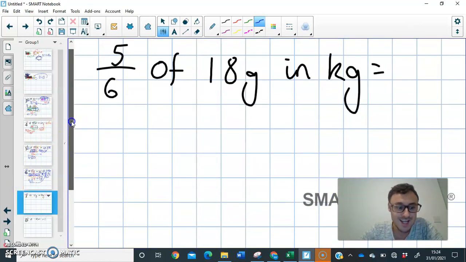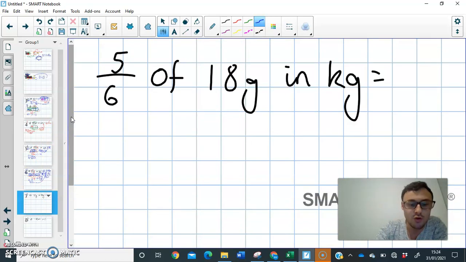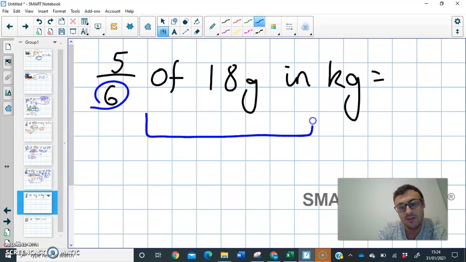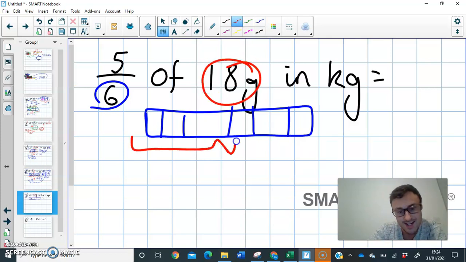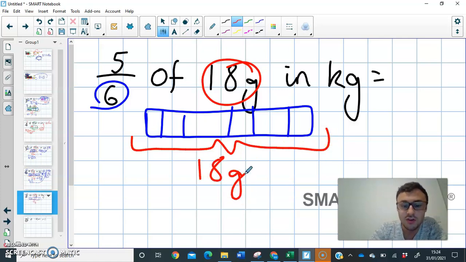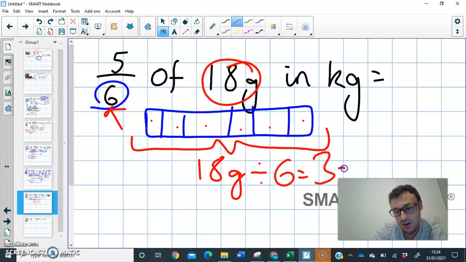5/6 of 18 grams in kilograms. Right, again, my denominator is 6, so I'm drawing a bar and I'm splitting it into 6 groups. 1, 2, 3, 4, 5, 6. Here it is. They're 6 equal groups. And in this question, it's representing 18 grams. There it is. So I'm going to divide my 18 by 1, 2, 3, 4, 5, 6, my denominator, which is 6. 18 divided by 6 is 3 grams.